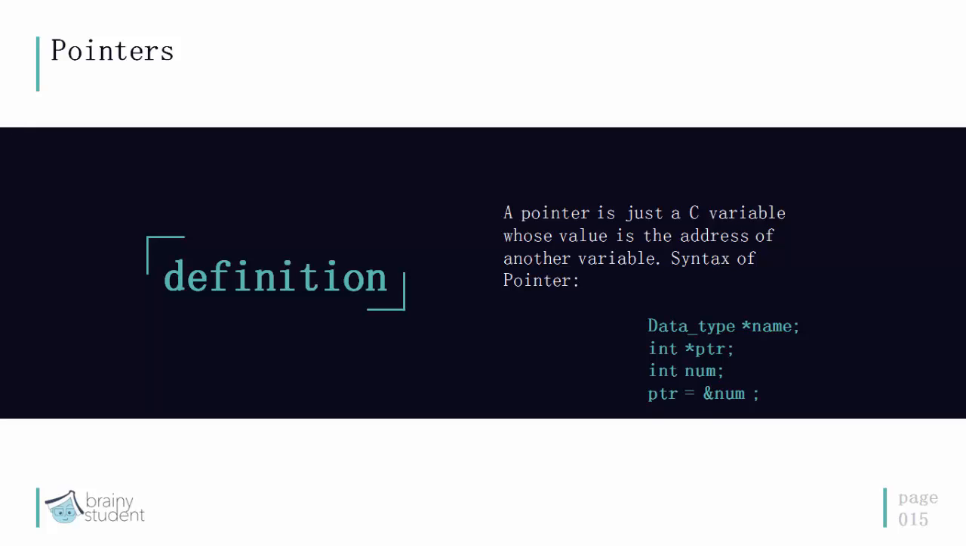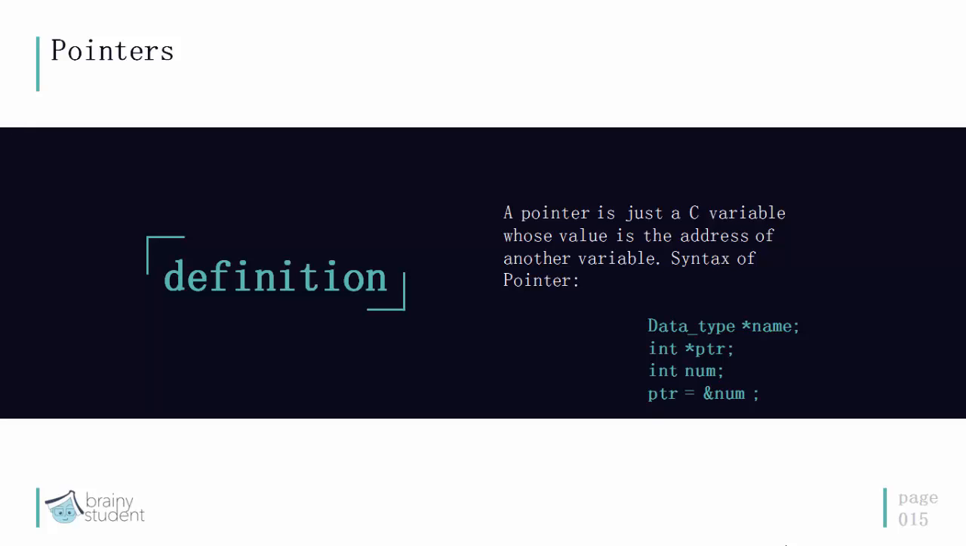Now I know that a pointer variable holds the address of another variable. How can I supply the address of variable num to the pointer? I have to use the address of operator. So for that I'm writing ptr is equal to address of num. Whatever address num has will become the value of pointer variable ptr. Fine. So I hope the declaration of a pointer variable is clear.